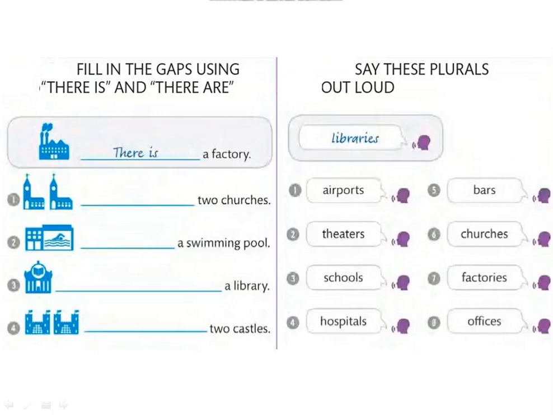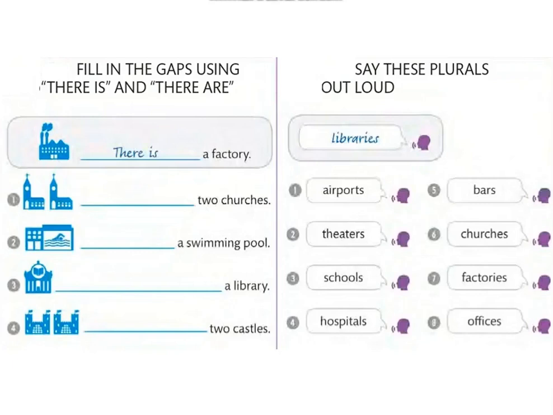Now let's do this exercise together. Fill in the gaps using there is and there are. In the first example, there is a factory. We have one factory, so we say there is. We have two churches. So we say there are two churches.